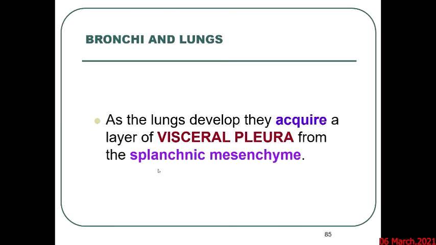Now, as the lungs develop, they acquire a layer of visceral pleura from the splanchnic mesoderm. The pleura has two layers, if you remember: one is the visceral pleura and the other is the parietal. The parietal pleura lines the thoracic cavity. The visceral pleura lines the lung. The other name of the visceral pleura is the pulmonary pleura.